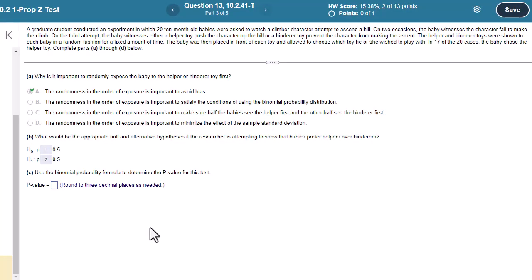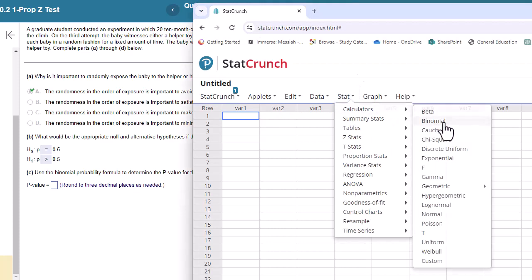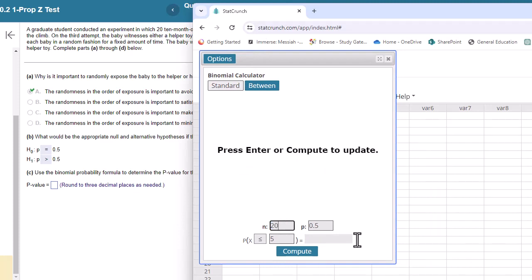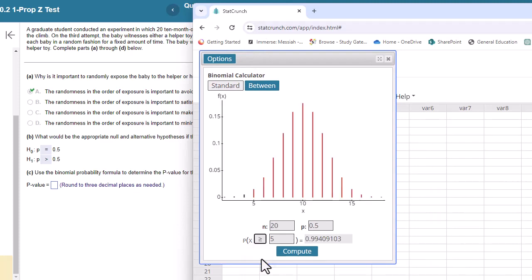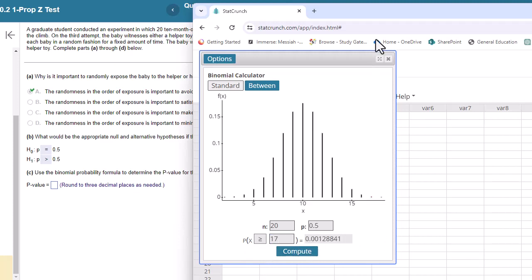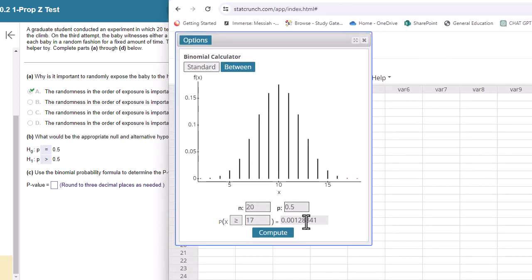Now, use the binomial probability formula to determine the p-value for this test. So we're going to go ahead and use a calculator here. We're going to go to Stat, Calculators, Binomial. We've done this before in a much earlier lesson. Put in the total n is 20, p is 0.5, and we're wanting greater than or equal to 17. Make sure I got that right. 17 of 20 cases. Very unlikely.